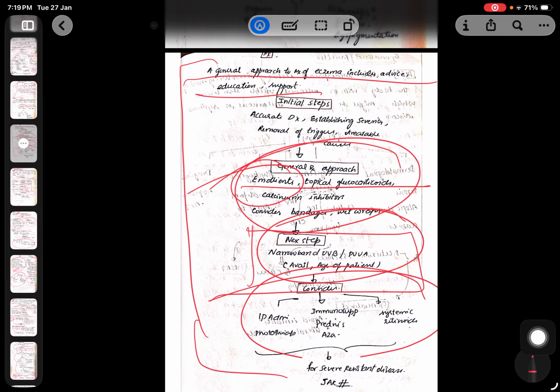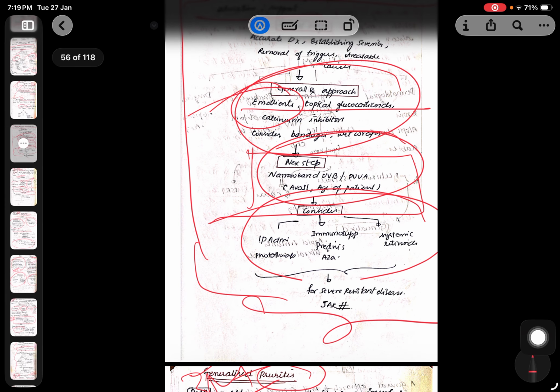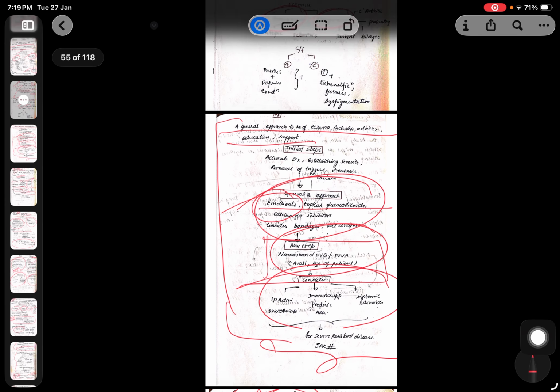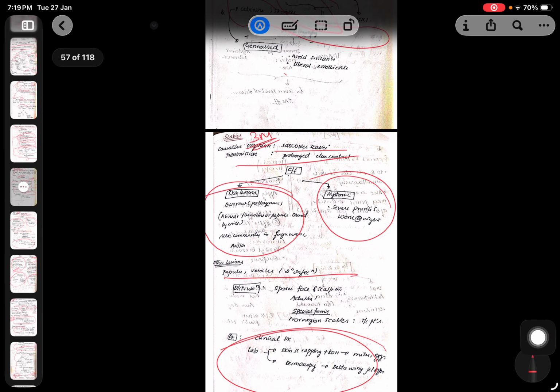If it's an autoimmune condition, first make an accurate diagnosis, establish severity, and remove the trigger. Then the general treatment approach with vitamin D analogs or emollients. Then next step you go with PUVA, that is phototherapy. Then you can consider all those things. So the general approach is the same, but make sure you fit everything into that template. Okay.